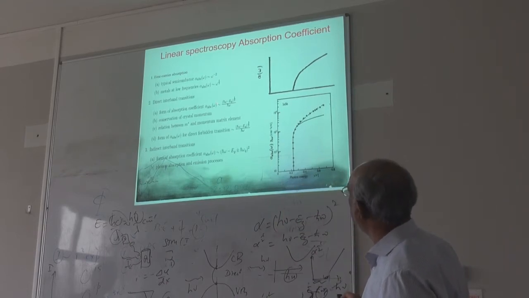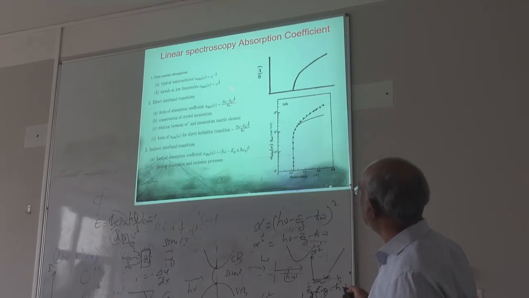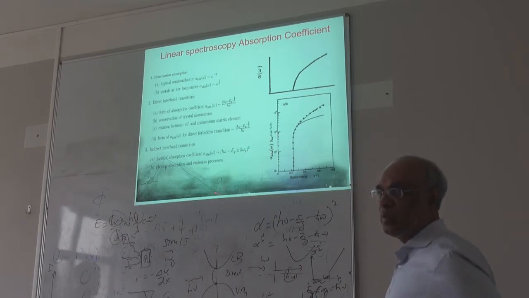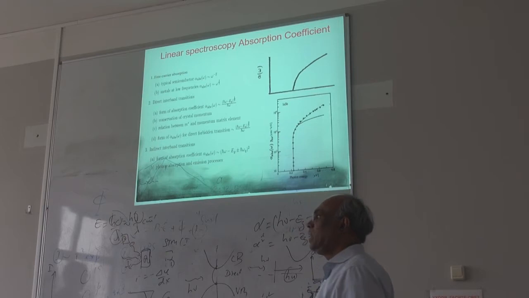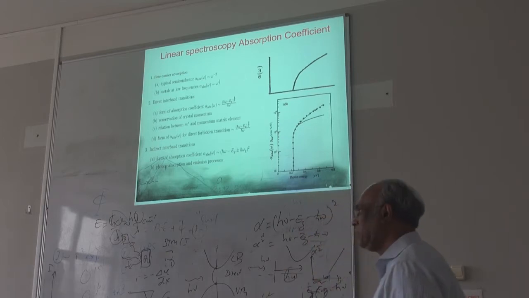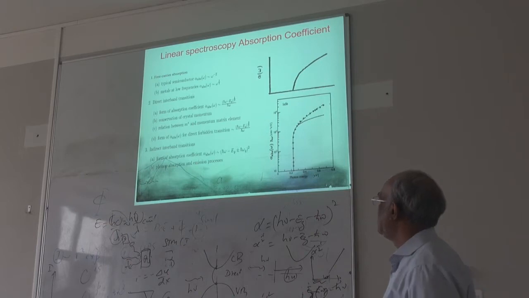For a direct band gap, this is the square root, power of one half. For an indirect band gap, this is squared. This is very important. This is how people immediately tell whether this is a direct band gap or indirect band gap. It's a very quick way to look at that.